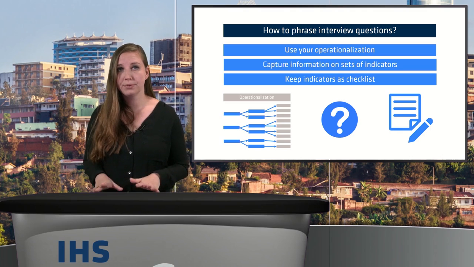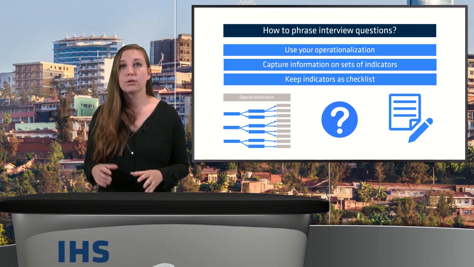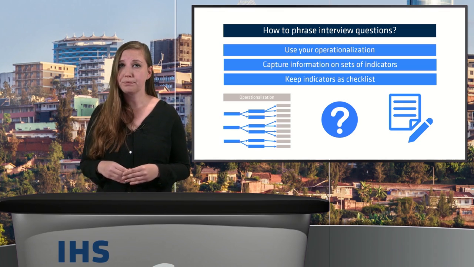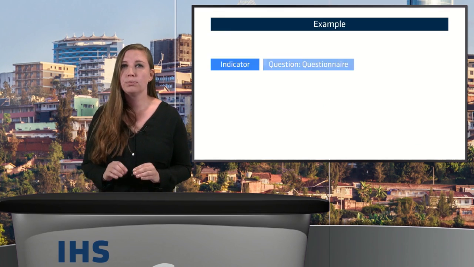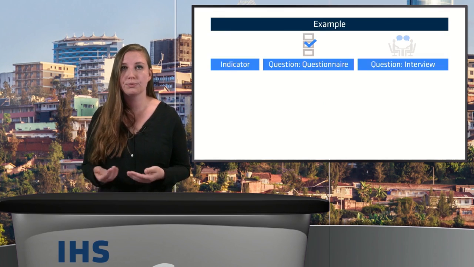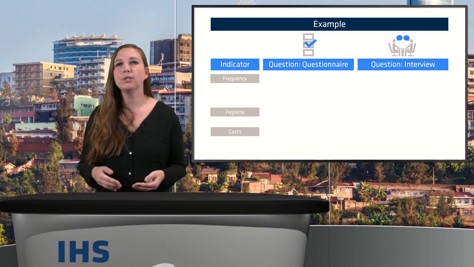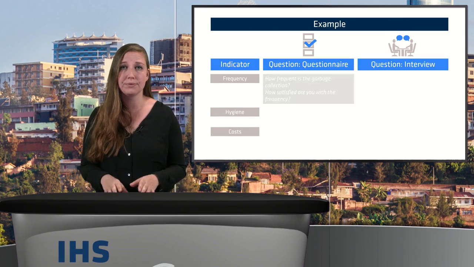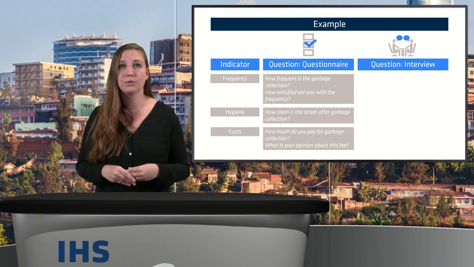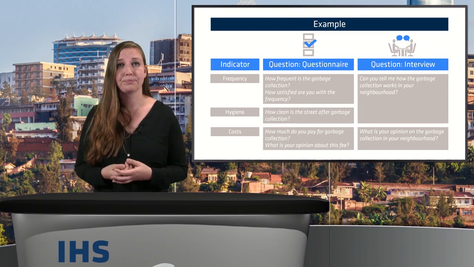Now, there is a big difference between open interview questions, like in an interview guide, and the closed survey questions, like in a questionnaire. To demonstrate, we take garbage collection as an example. You want to learn more about the indicators, frequency, hygiene, and costs in a specific neighborhood. In a questionnaire, you would probably ask several closed-ended questions per indicator to get the information you need. For an interview, you could capture these in one or two open questions, as shown here.